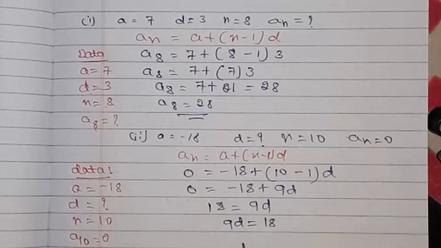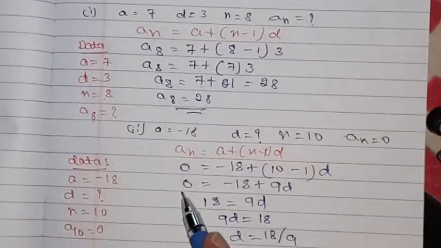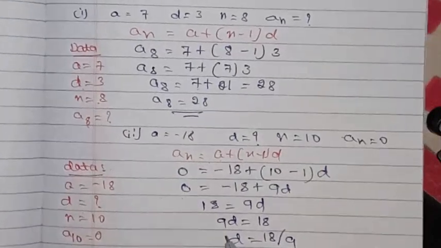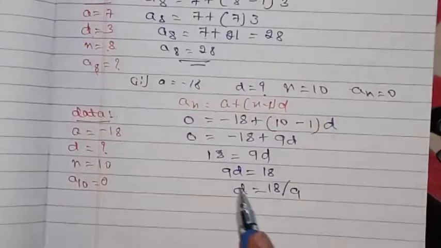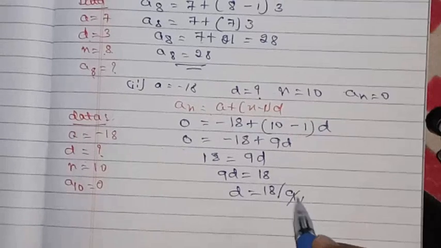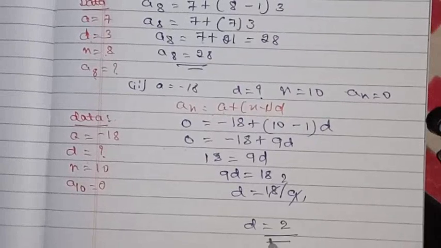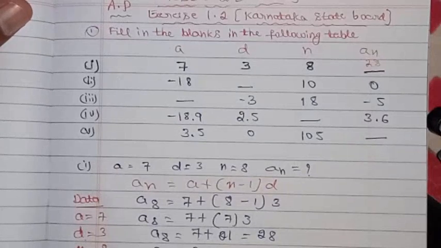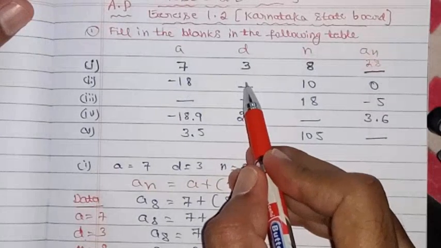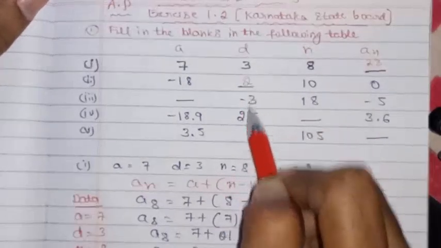We need the d, right? So send the 9 to the right hand side. d is equal to 18 divided by 9, because multiplication is there here. 9 into d, multiplication is there, so if you send the multiplication, it will become divide. So therefore 18 divided by 9, 9 ones are 9, 9 twos are 18, therefore d is equal to how much, 2. The common difference is how much, 2, right? So we need to fill the blanks, right? Fill up the blanks, right? So here we need to write what is the answer. The answer is 2, right?